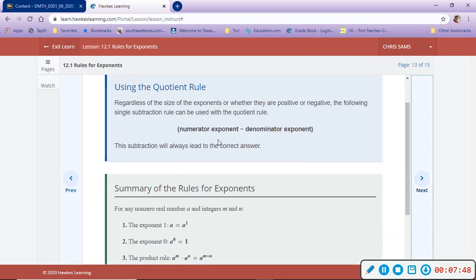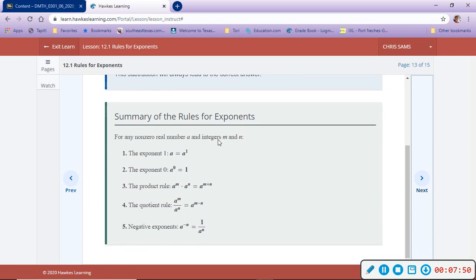And so here is just a summary of all the rules together. Exponent 1 just means that power. Anything to the 0 power except 0 is 1. When you multiply, same base, you add the exponents. When you divide, same base, you subtract the exponents. And negative exponents get moved down or up to change their position in the fraction.